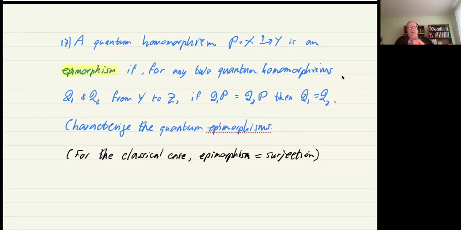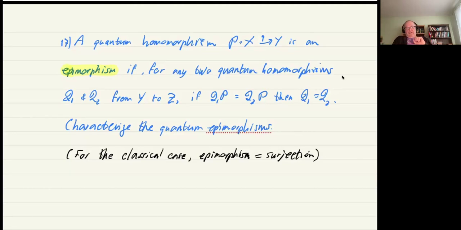Now it would be nice to be able to do the same thing for quantum homomorphisms, but there's a big problem. We can't tell, in a certain sense, I'm going to use the words wrongly, we can't tell when a quantum homomorphism is surjective. Now that's not quite the right way of putting it, but that's the problem. So you have a quantum homomorphism X to Y. We don't even know what it means to be surjective.